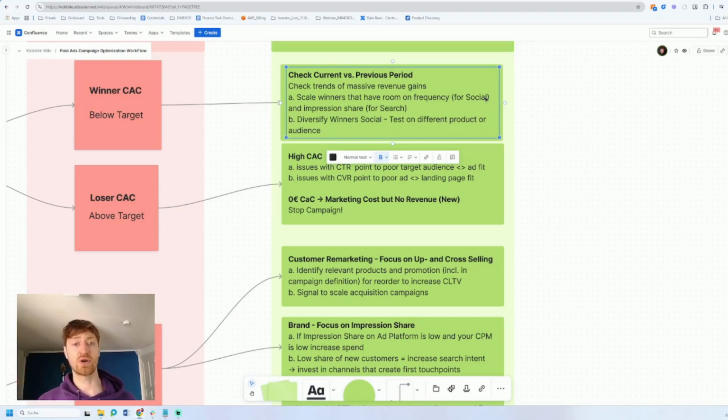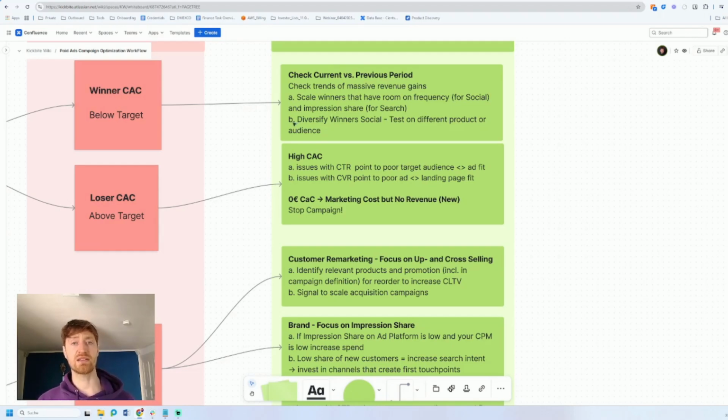On the other side, for prospecting campaigns on search, you will need to look in the ad managers at the impression share, which means if you have a very high impression share, you already are getting a lot of the available impressions by a high bidding price. That means if you increase the bidding, you will not necessarily be exposed to more impressions to users, which means the scaling of that campaign will also be very limited. So check on both things: frequency for social and impression share for search.